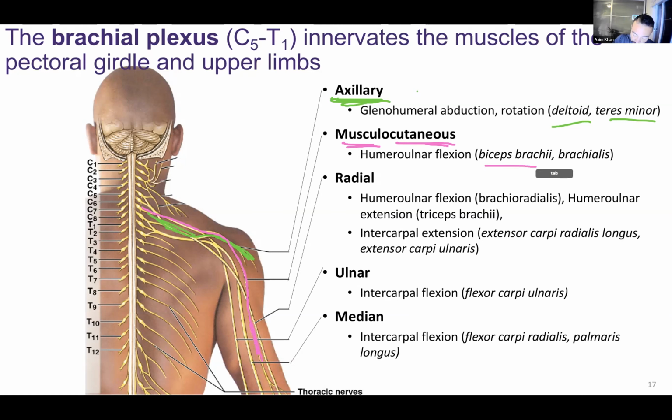It's innervating muscles like the biceps brachii and brachialis. Distal, anterior, a little more distal. It's the proximal part of the arm, but anterior part of the arm, biceps brachii and brachialis. So it's going to be used for humeral radial ulnar flexion.